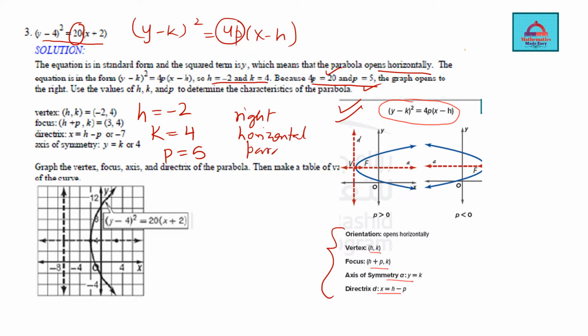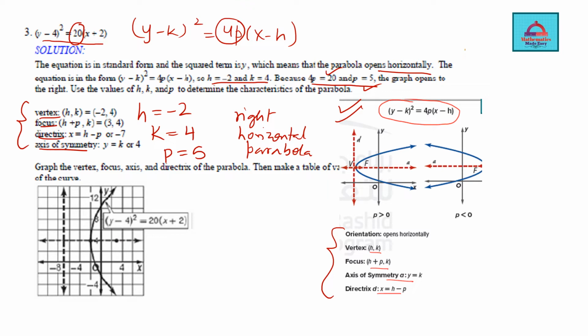So even before you do the graph, you know the shape. Use the formula sheet to find vertex, focus, directrix and axis of symmetry. Graph them on the graph sheet of paper and then make your parabola opening to the right, horizontally, passing through the vertex, which is minus 2 comma 4. So that's how you draw your horizontal parabola.